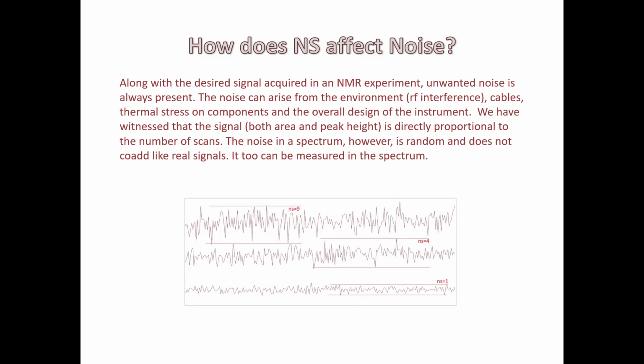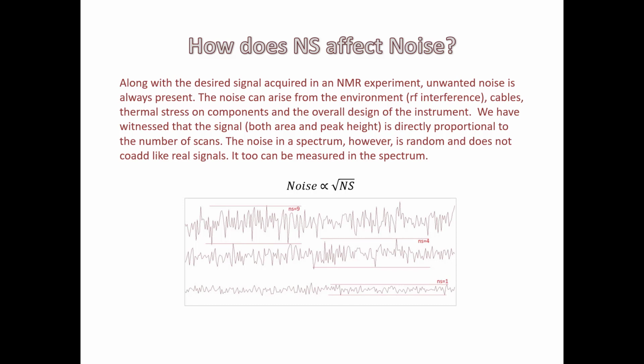Previously we've seen that the signal, whether it's the integrated area or the peak height, is directly proportional to the number of scans. However, the noise in a spectrum is random and it does not co-add like real signals. In the picture below, we see that we can measure the noise in the spectrum, and what we find out is that the noise is proportional to the square root of the number of scans.